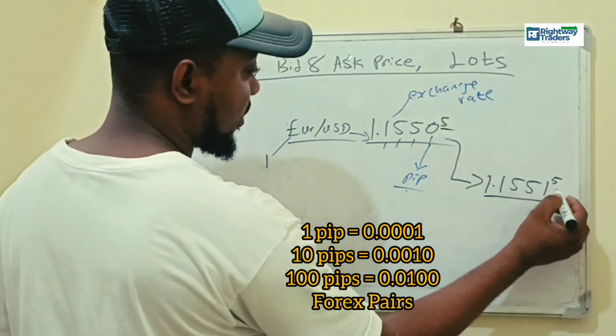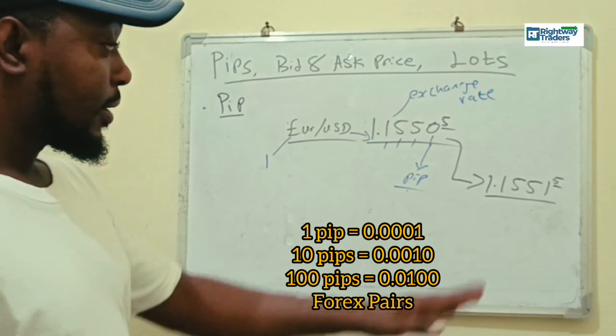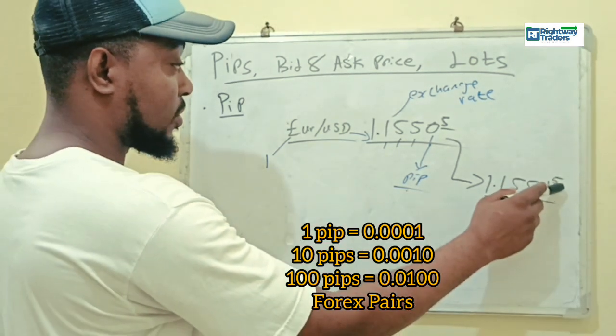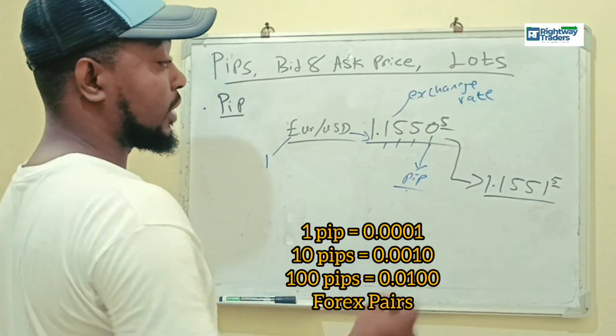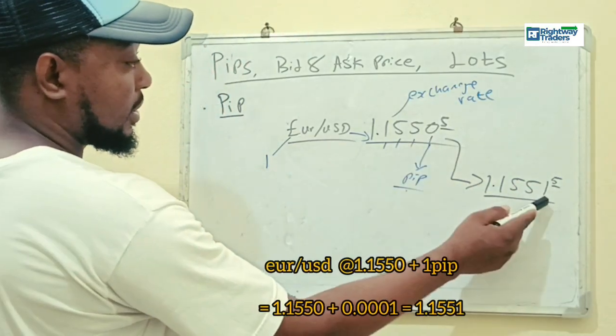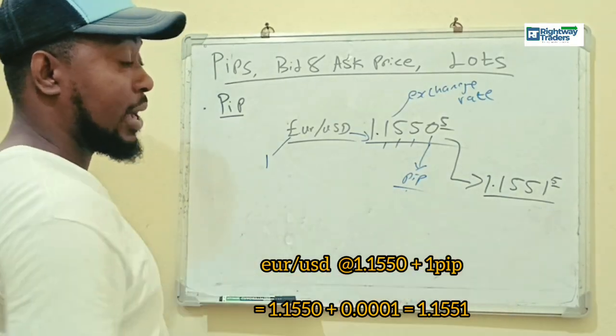Put this 5 here. This value that I put at the top is what we call a pipette. It's the next unit after a pip. Like 10 pipettes make 1 pip. That's why you see me write 5 here. So if it gets to 9, 10, then this one is going to change. So if this increased by 1 pip, it means the last four digit number after the decimal point is increasing by 1 pip.